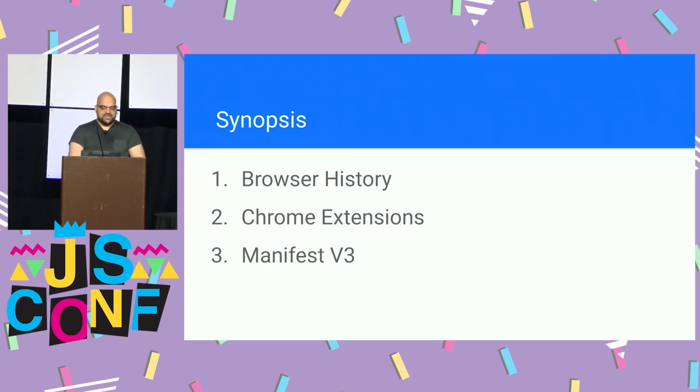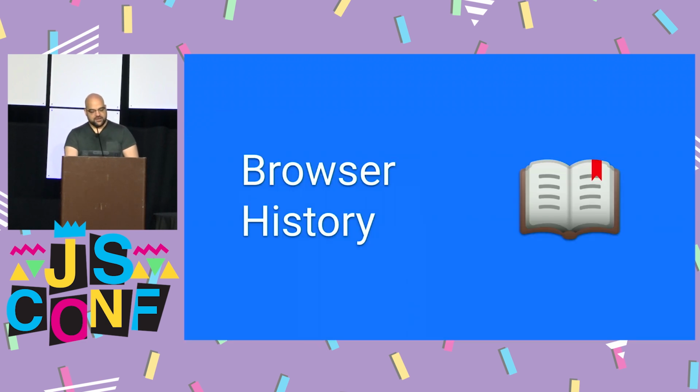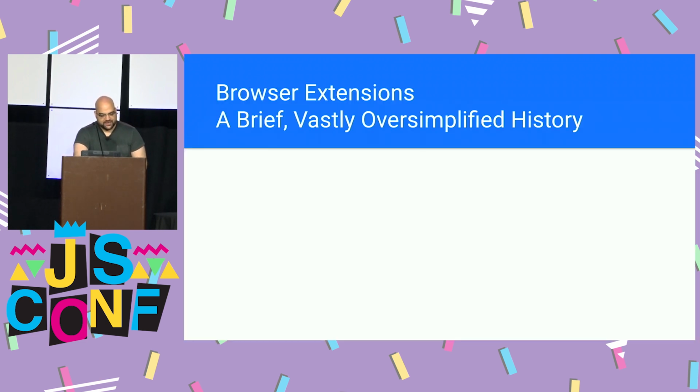So the high-level overview of what I'm going to be talking about is a broad, well, an abbreviated history of browser extensions and customizability in the browser, Chrome's approach to extensions, and finally, what is changing in Manifest v3.